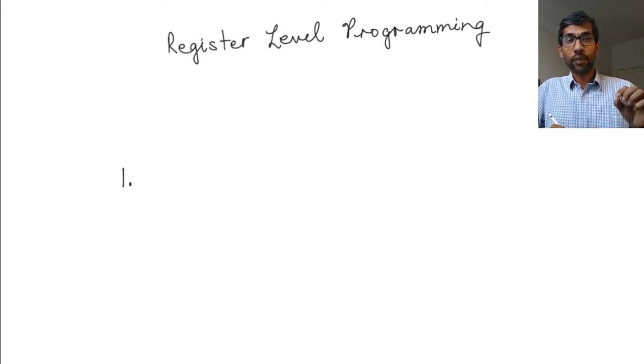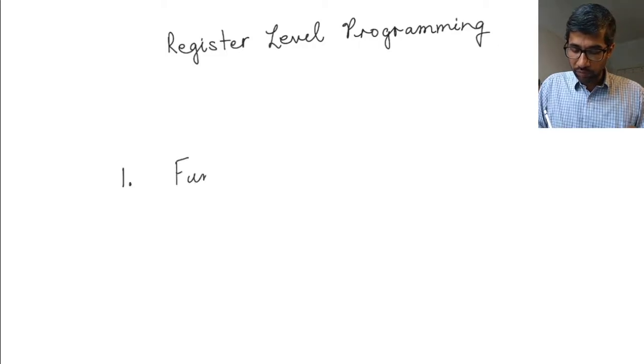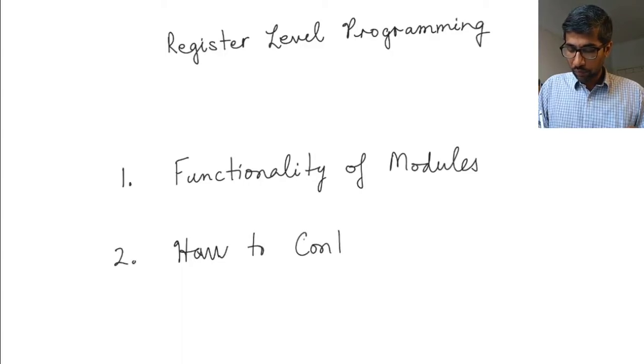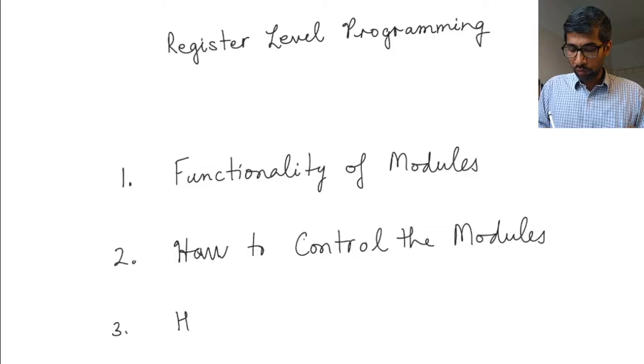And then what you need to do is put all these modules together and ask, how are these modules all going to help me do what I want to do? So that's what register level programming means. So firstly, we want to learn what these modules can do, the functionality of the modules. The second thing you want to learn is how to control the modules. And the third thing you want to see is how it fits in your big program, how it fits your application.